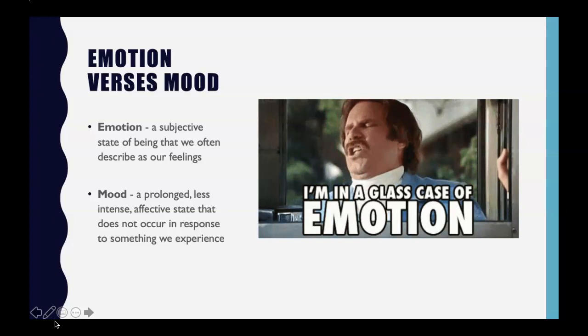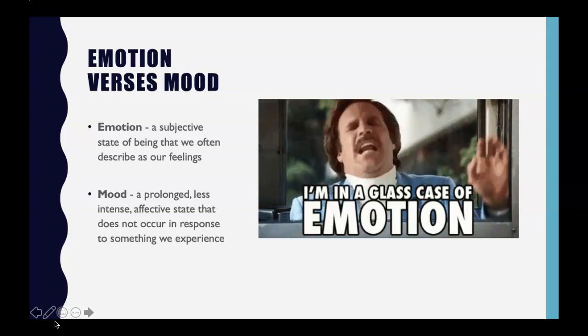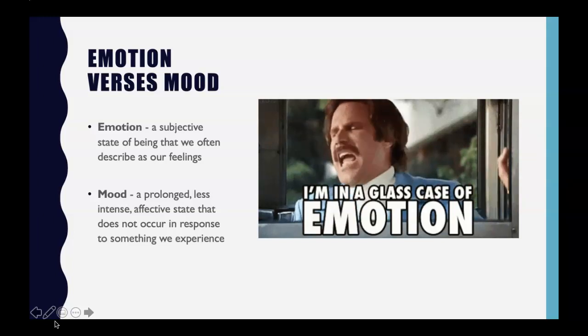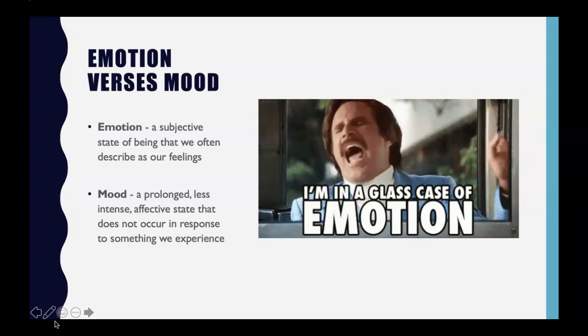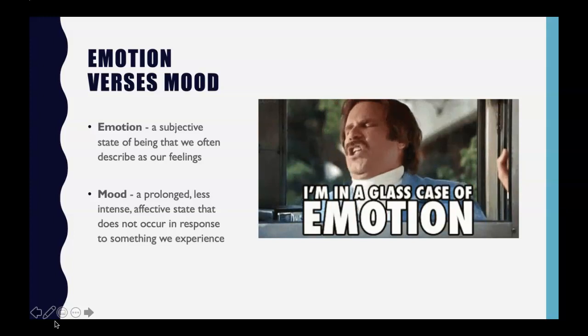But emotions are going to be states of feeling, and they are going to be as a result of something in the environment. There's kind of like a causal link. So we're going to use the definition given to us in OpenStax as a subjective state of being that we often describe as our feelings. So if we do a bunch of examples of emotions, we think sad, happy, anxious. These are all going to be in response to something.